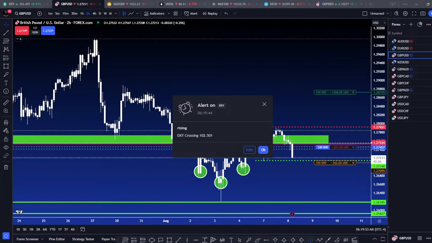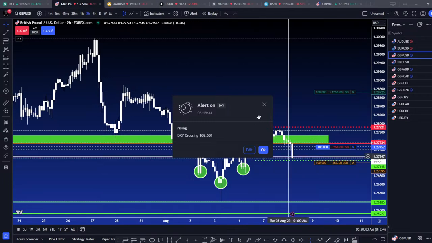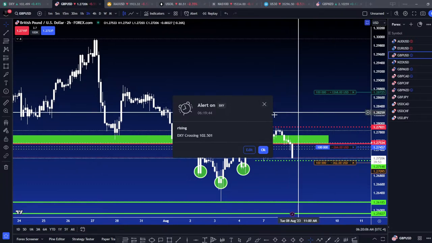An example, okay, guys, is the Euro USD. All right, so please take that. And again, it's the opposite when it's falling.